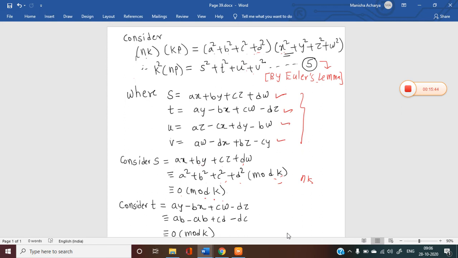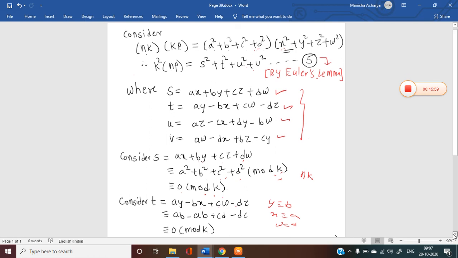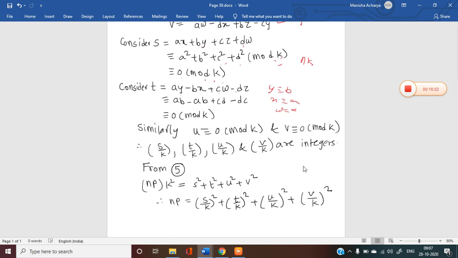Now consider t as ay, bx, cw, dz. Now again use the same thing. Y is congruent to b modulo k, x is congruent to a modulo k, w is congruent to d modulo k, and z is congruent to c modulo k. So by substituting that value, you can see that t is congruent to 0 modulo k. In a similar fashion, you can get u is also congruent to 0 modulo k, v is also congruent to 0 modulo k. So that means each of x, t, u and v are divisible by k.